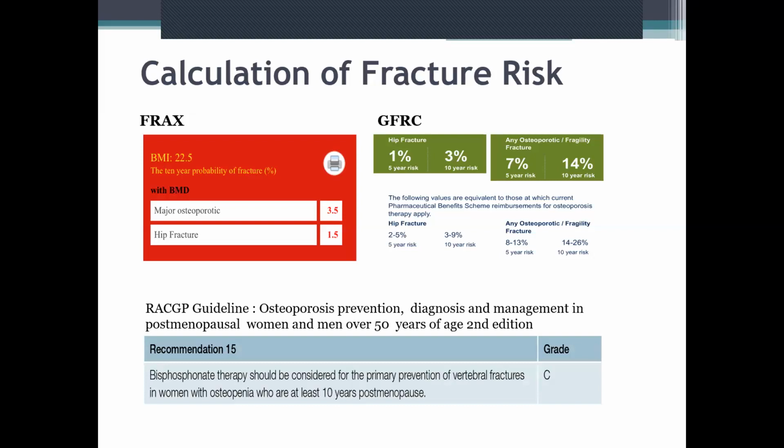If they have been menopausal for 10 years or more, and they have osteopenia, then we should consider bisphosphonate therapy for primary prevention of vertebral fractures. Again, the evidence level is grade C. So if you would like to watch and wait for this patient, you wouldn't actually be wrong, because you would still do bone mineral density monitoring annually or every 2 years. But to prevent risk of fractures, you are not wrong in starting treatment either.